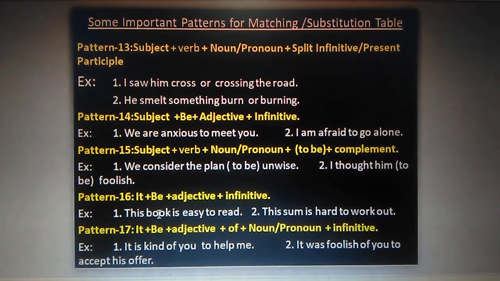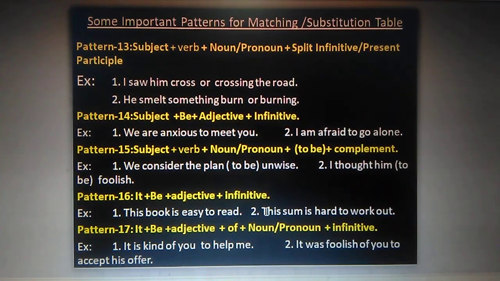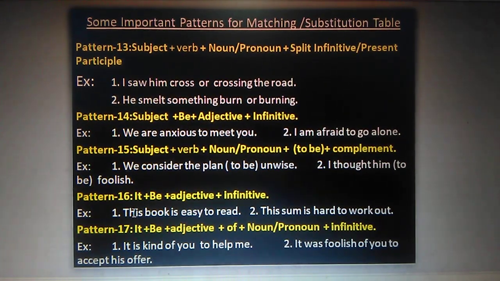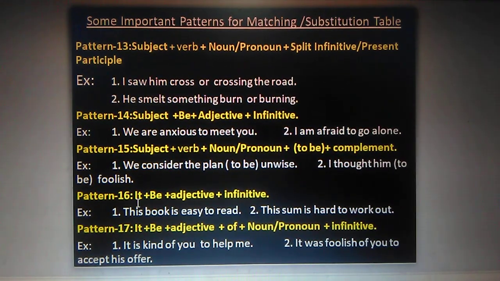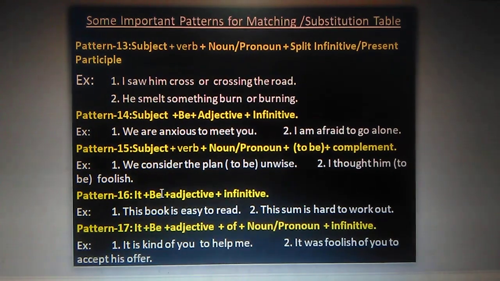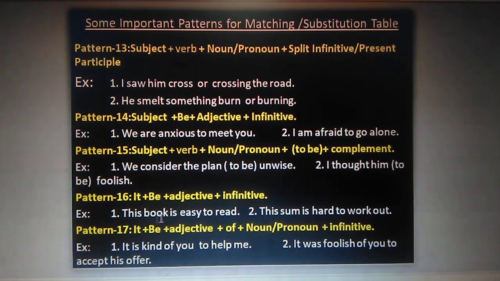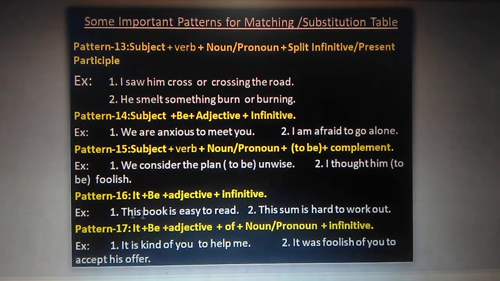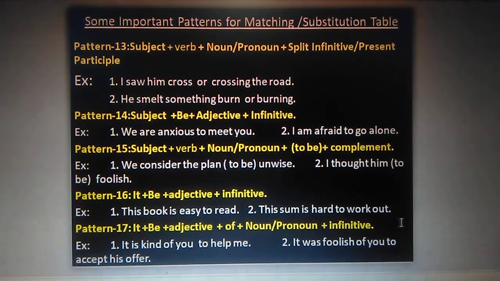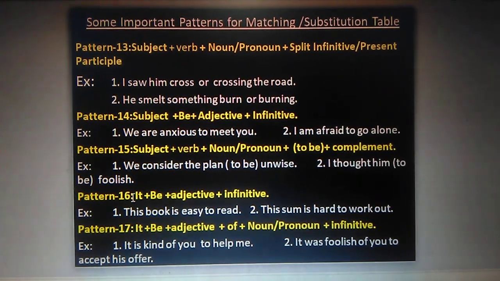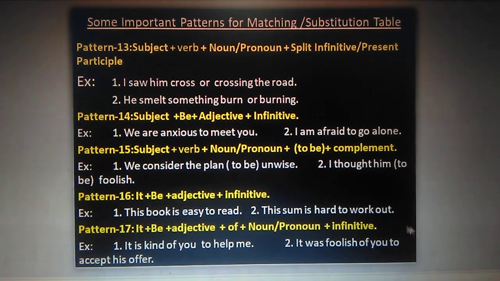Pattern 16, it plus be plus adjective plus infinitive. This book is easy to read. Here you can replace this with 'it'. Then 'this book', this is the subject, or we can write here 'it'. Then be verb is 'is', adjective is 'easy', then infinitive 'to read'. This sum is hard to work out. It is hard to work out, or we can write subject plus be plus adjective plus infinitive.